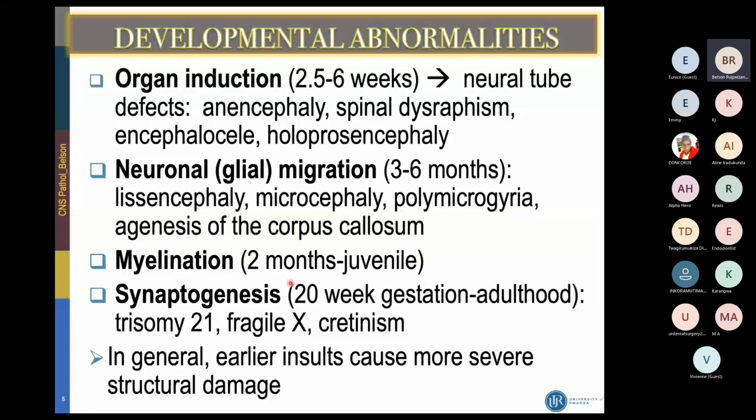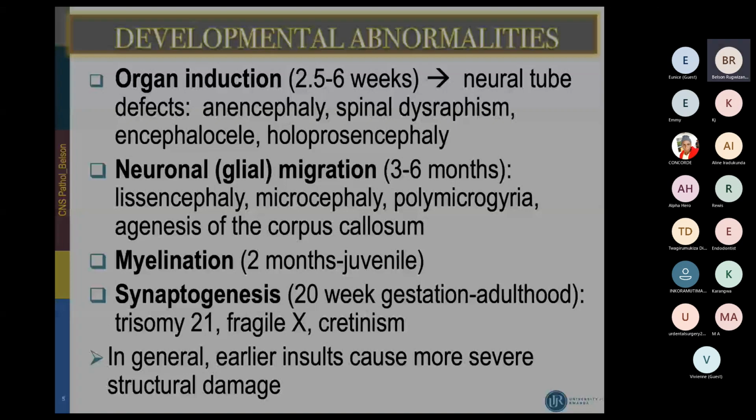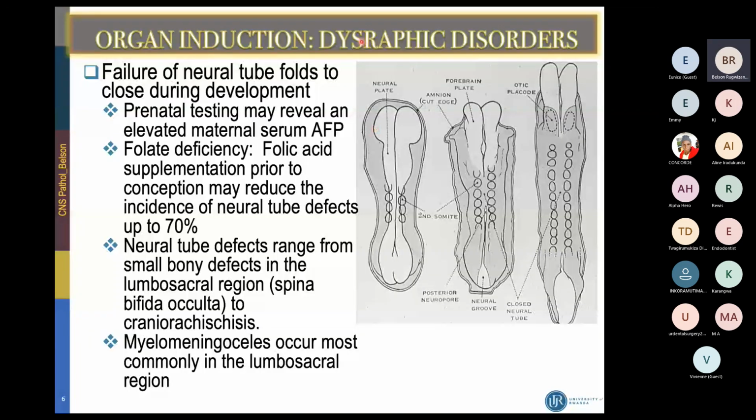diseases listed here. We start with this one, spinal dysraphism. Dysraphic disorders, which is the one selected among the problems which happen during organ induction. Here there will be a failure of neural tube folds to close during development. You remember in embryology you have these neural tube folds here, and you see the summit and so on. You see that here they are not fused, here they are fused, and here they are completely closed.